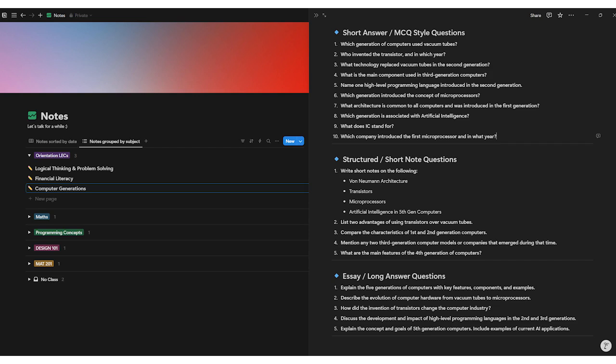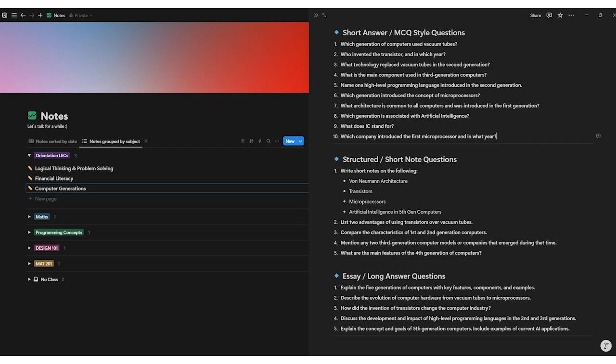So I went to Google and searched it up. Yeah, it was Intel. Intel 4004. That's the first microprocessor, built by Intel. That's the first company, right? So let's move on to the structured questions.